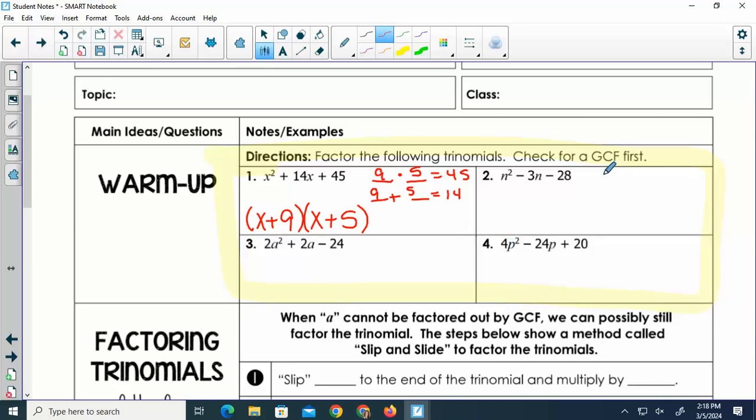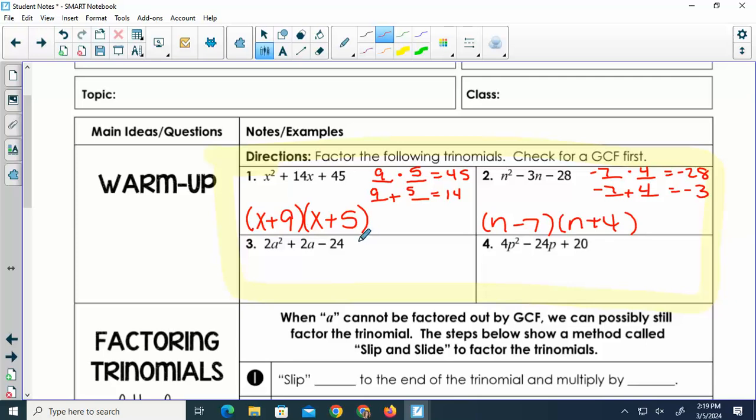All right, second one. Do we have a greatest common factor? No. So we need two things that multiply to a negative 28. If they multiply to a negative, what do you know? One of them is negative. And they add to negative 3. So which one is negative? The bigger one. So what would it be? So this factors into n minus 7, n plus 4. Does it matter if you write n plus 4, n minus 7? No.